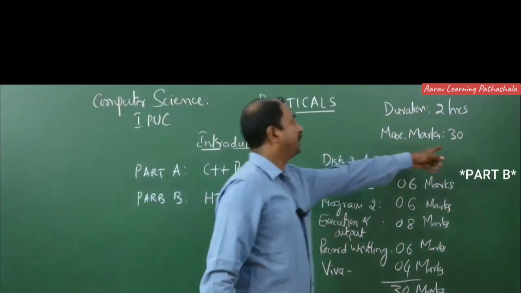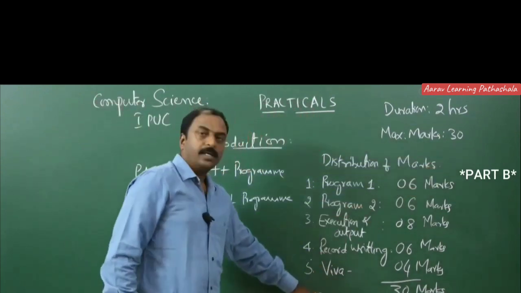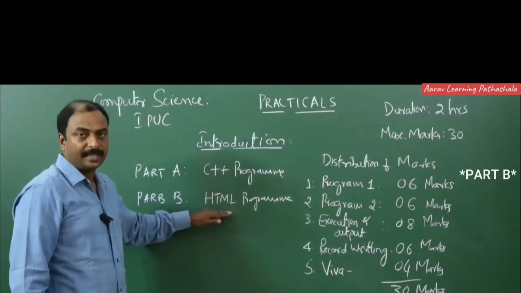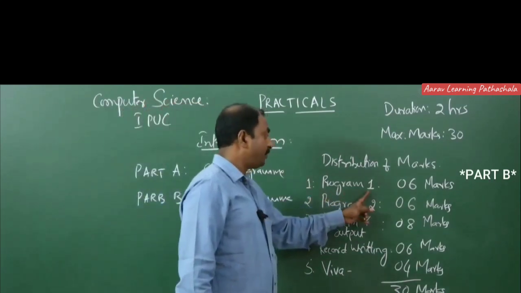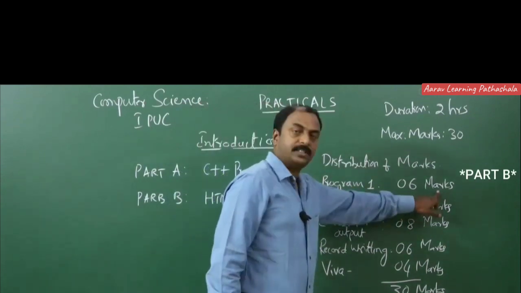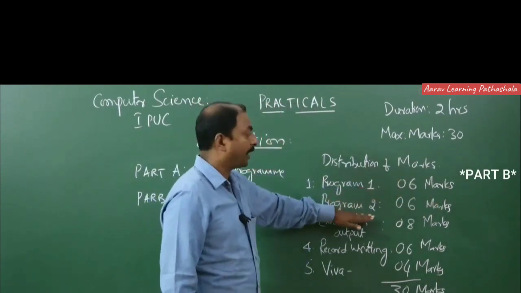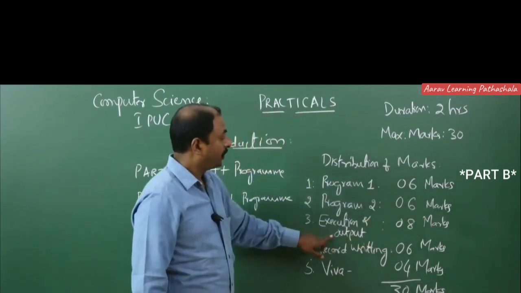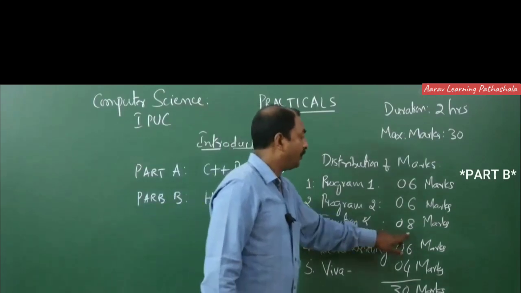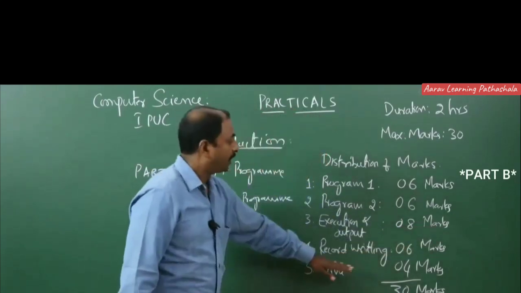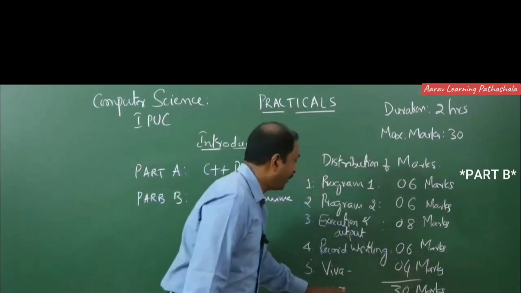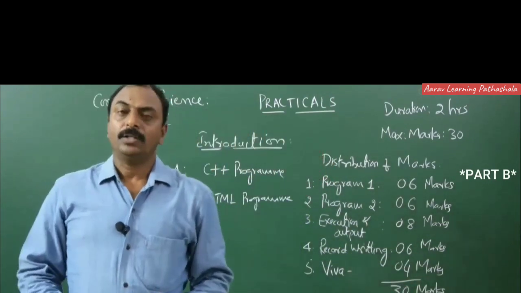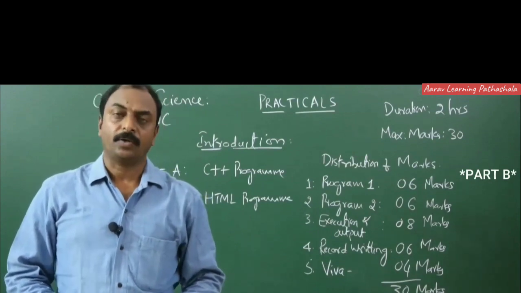The 30 marks is distributed like this. As I told you, student he has to write both the programs in the final examination. For writing one program from part A, it carries 6 marks, and writing second program from part B, 6 marks, and execution and output together you have 8 marks for this, and record writing 6 marks, and Viva is 4 marks. So record writing is nothing but all the students must maintain a record book.